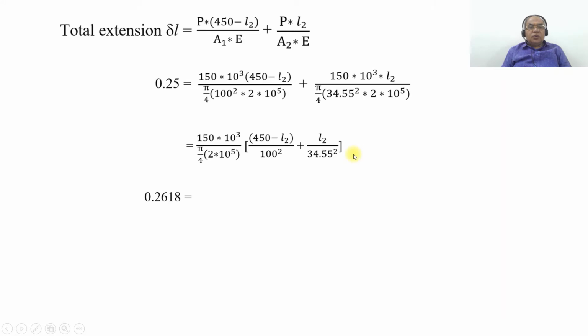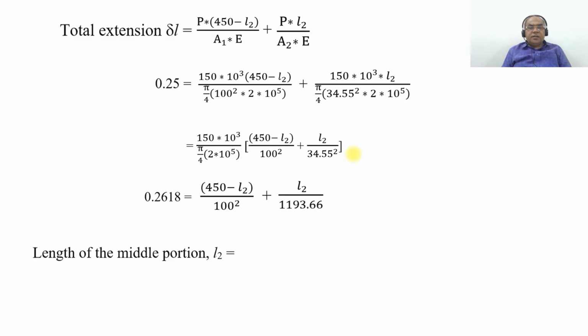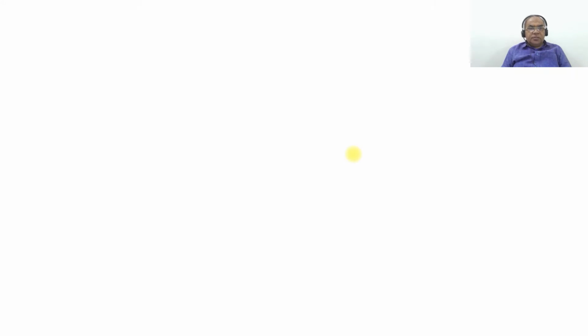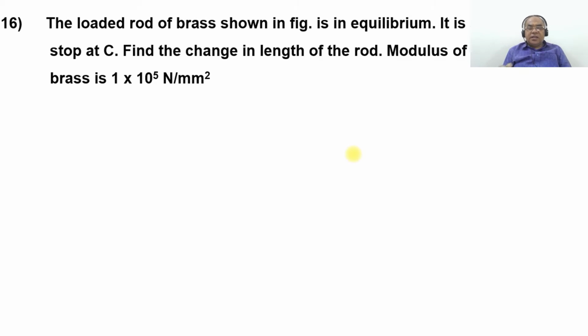On simplification, once you cross multiply and divide, you get 0.2618 equal to 450 minus L2 by 100 square plus L2 by 34.55 square, which expands to 1193.66. Then on simplification, you get the length of the middle portion, L2, equal to 293.862 mm. So this is how you calculate the diameter and the length of the middle portion.